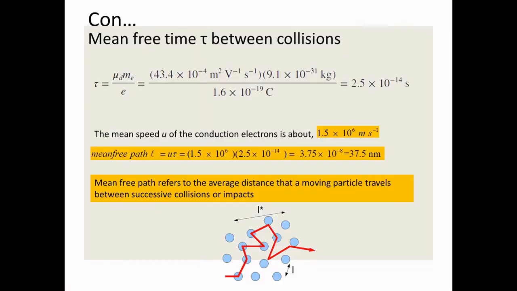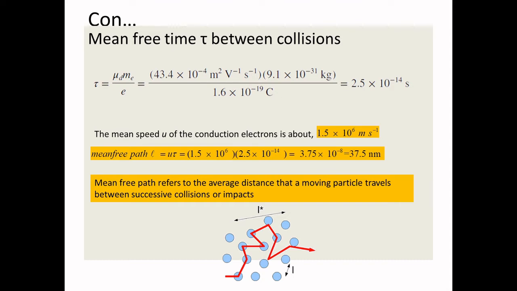Now I want to find tau. Tau is nothing but mu, the mobility, into the mass of the electron, divided by the charge.